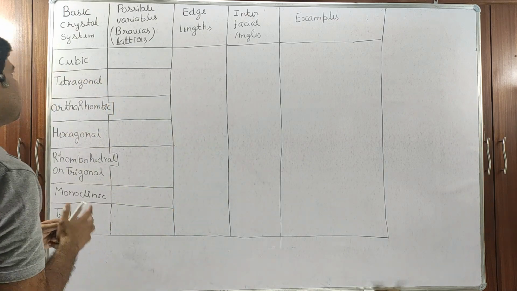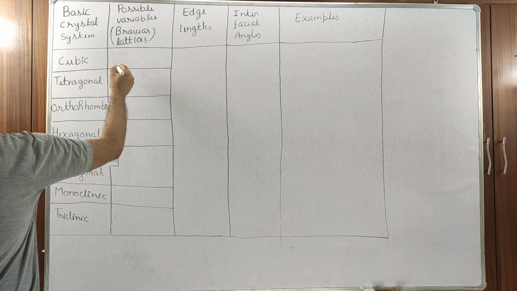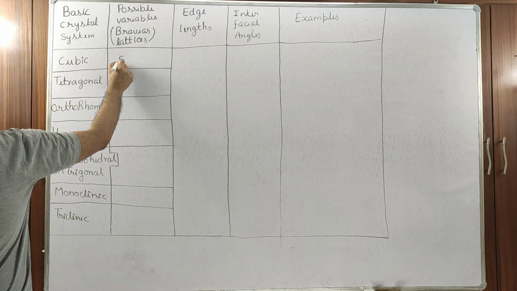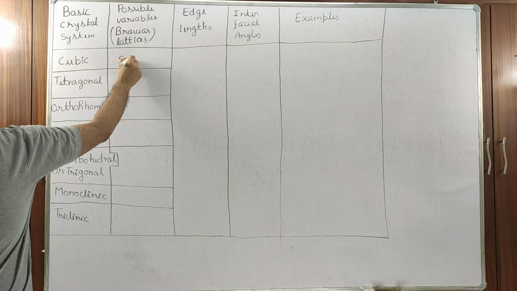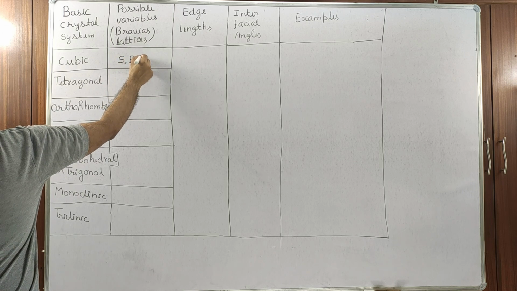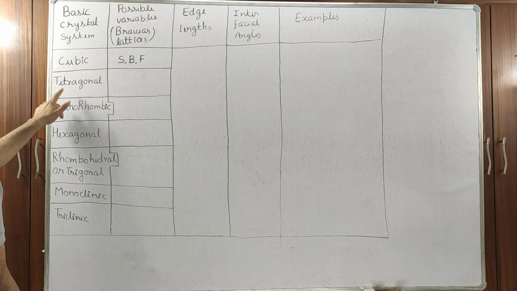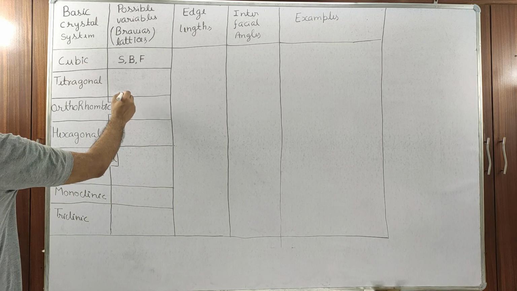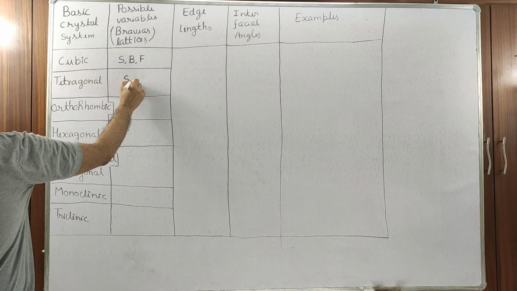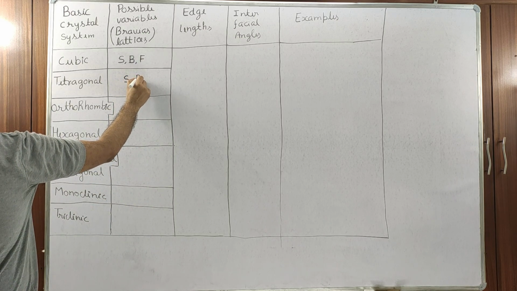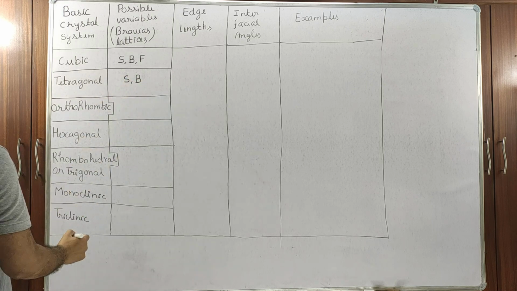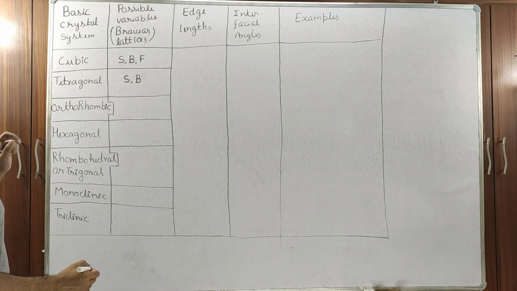So in the cubic system, we can have the simple unit cell or primitive unit cell. It can be the body centered unit cell also. It can be the face centered unit cell also. In the tetragonal, it can be the body centered and it can be the simple unit cell. But in the orthorhombic, all the four are possible.